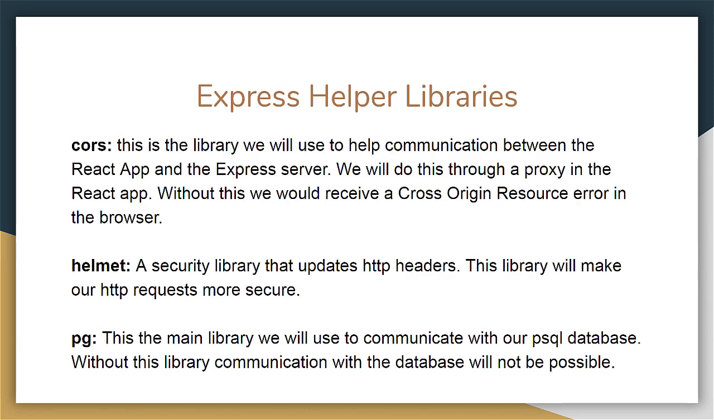So in addition to the third-party libraries that were generated by the Express command, we'll also be making use of 3 additional libraries. So first we have the cors library. And this library will essentially be used to help us communicate with our React frontend from our Express server. And the communication will happen through a proxy that we'll set up in the React app. And without this library, if we try to just communicate with our React app on the front end, we would receive a cross-origin resource error.